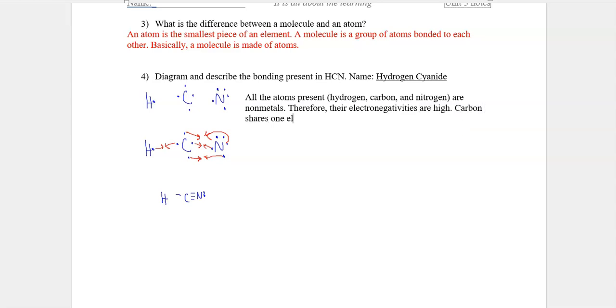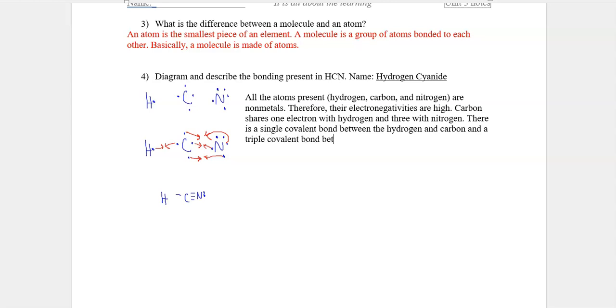Carbon shares 1 electron with hydrogen and 3 with nitrogen. There is a single covalent bond between the hydrogen and carbon, and a triple covalent bond between the carbon and nitrogen. Since no electrons were gained or lost, there are no ions. The structure is a molecule.